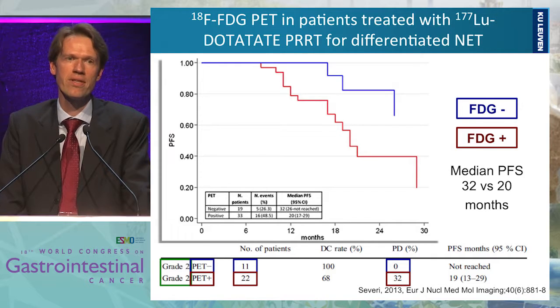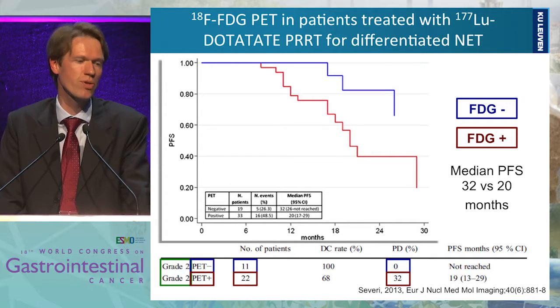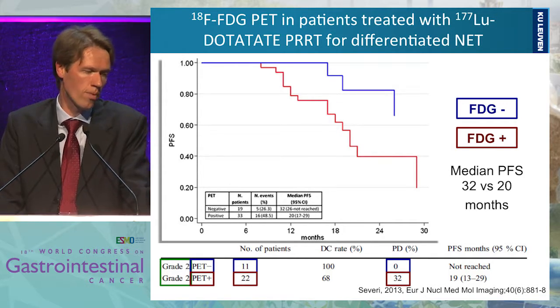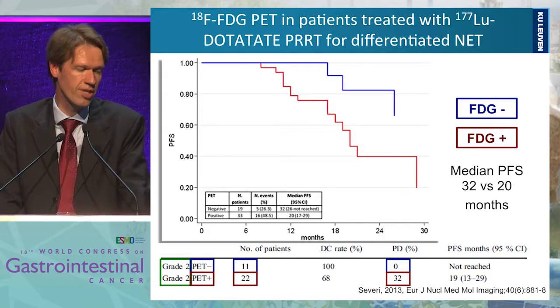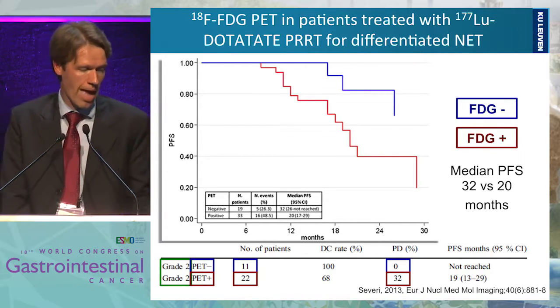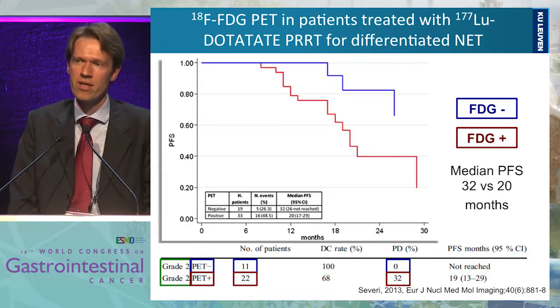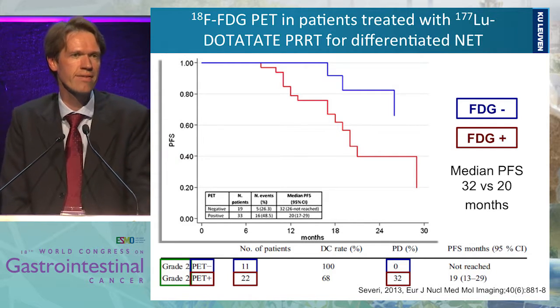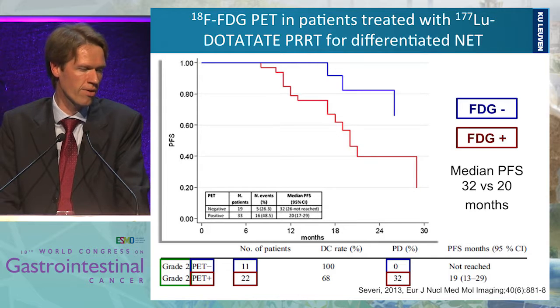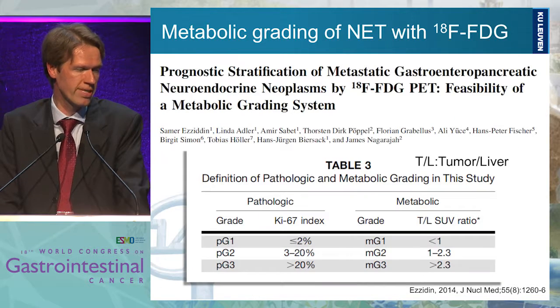And in the PRRT field, it has been recognized that FDG positive patients have prognosis which is less good than FDG negative ones. And in this data set, specific in the grade 2, the PET positives had 32% progressive disease, and PET negatives had 0%. Of course, these are small numbers, and I think this is certainly an area of interest for further studies.